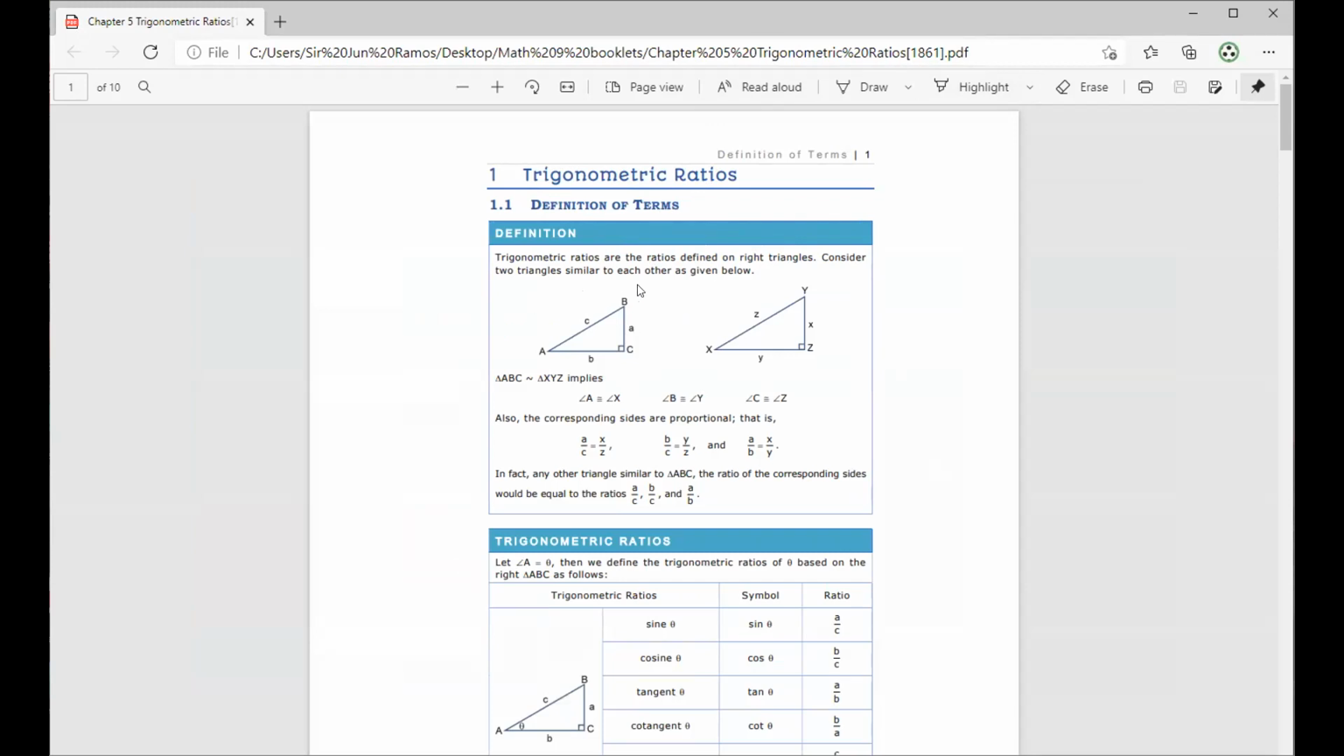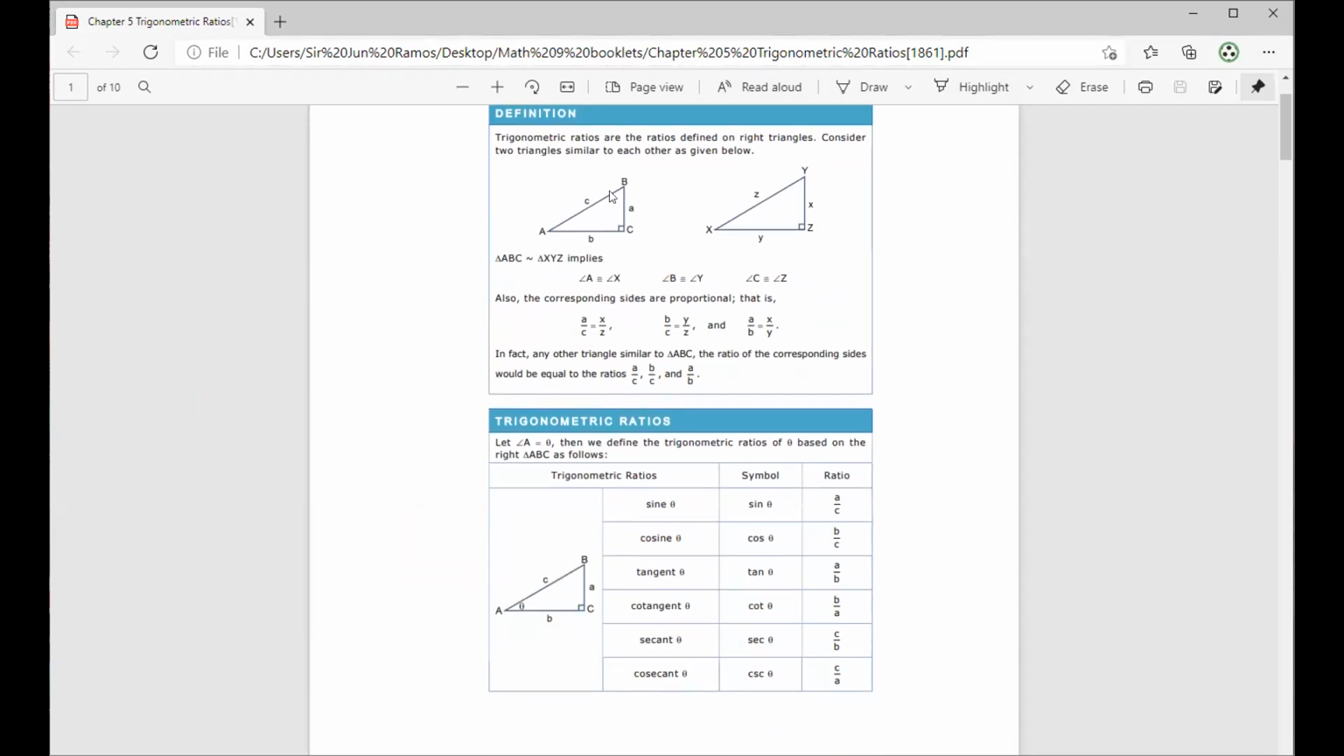In this case, we want to consider any two similar triangles. We know that if two triangles are similar, the corresponding angles are congruent and the corresponding sides are proportional. So if triangle ABC is similar to triangle XYZ, then angle A should be congruent to X, B should be congruent to Y, and C should be congruent to Z. And the ratio of the corresponding sides should be proportional, which means A is to X equals C is to Z equals B is to Y.